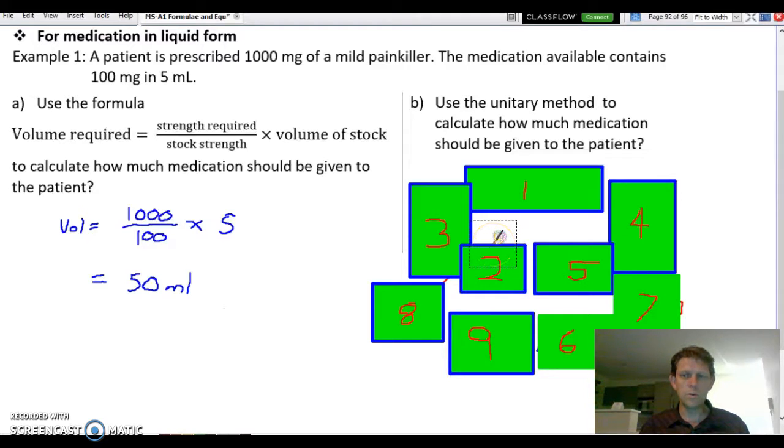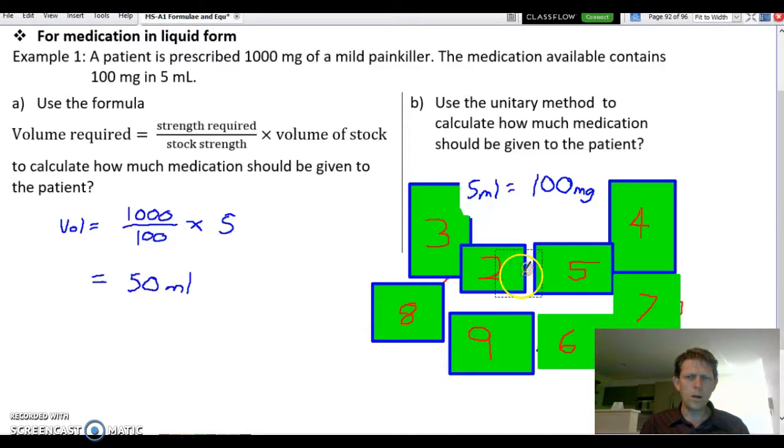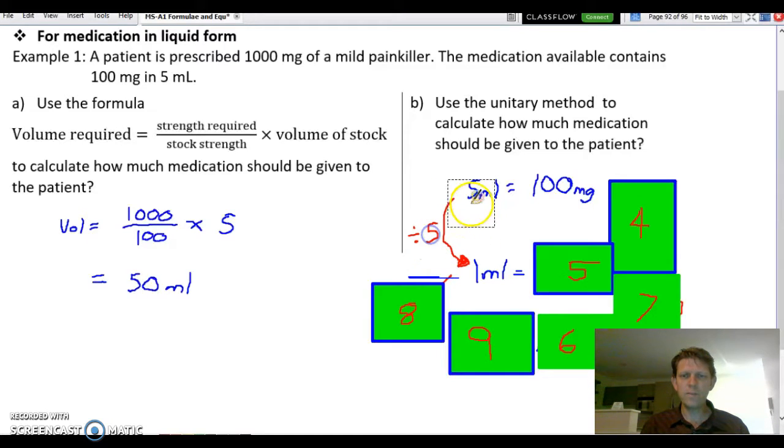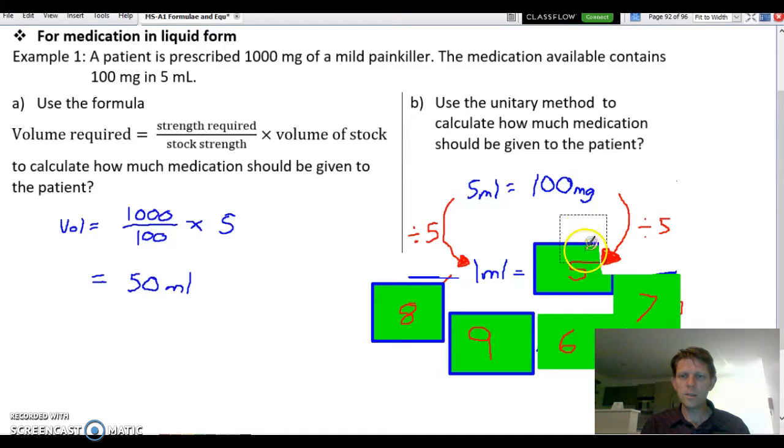Now the other way to do it is to use what's called the unitary method, and I've stepped this out into a whole bunch of steps. It's not really that complex. But if we start with this basic idea of saying, well, 5 mils equals 100 milligrams, how much does 1 mil equal? To get from 5 mils down to 1 mil, what do we have to do? Well, if we follow this little line here, we had to divide by 5. By now we should be used to the fact that anything we do on one side of the equal sign, we have to do on the other side. So we have to divide this side by 5 as well. If we divide 100 by 5, we're going to end up with 20.